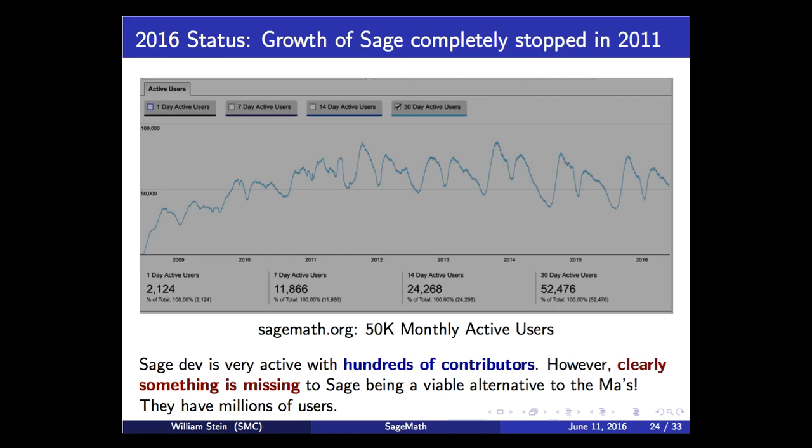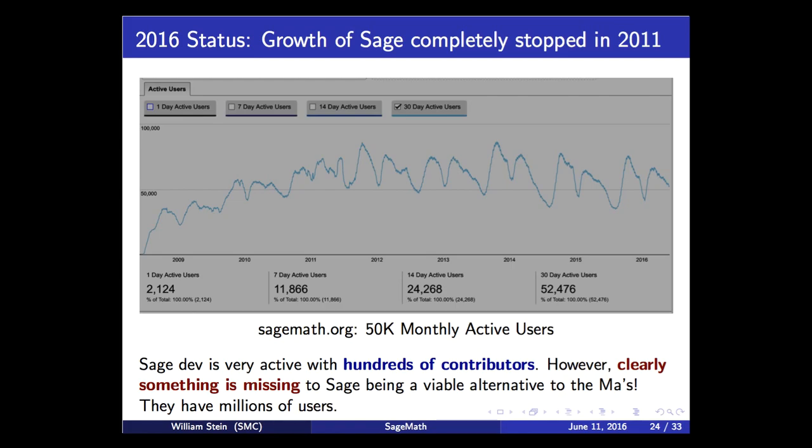So it's now even more than 10 years since I launched Sage. So how about a status report? This is the Google Analytics monthly active users plot from 2008 through now, through yesterday. What this is, it's a measure of the number of people who go to the Sage website more than once. So they're active users.